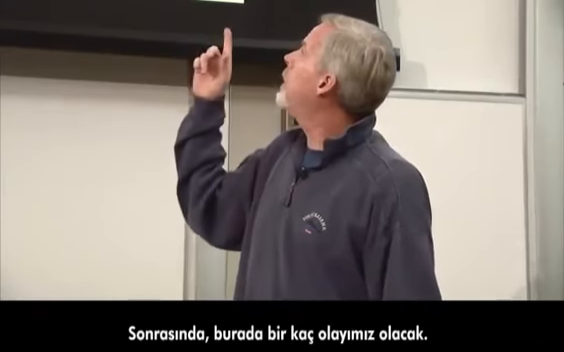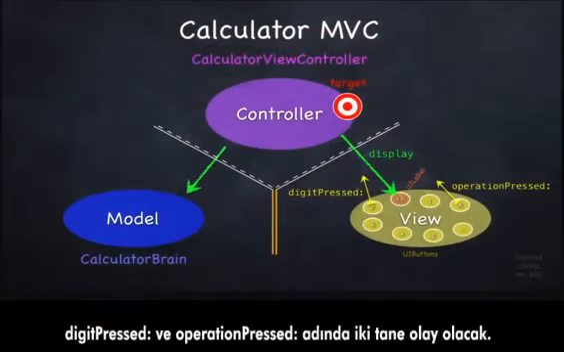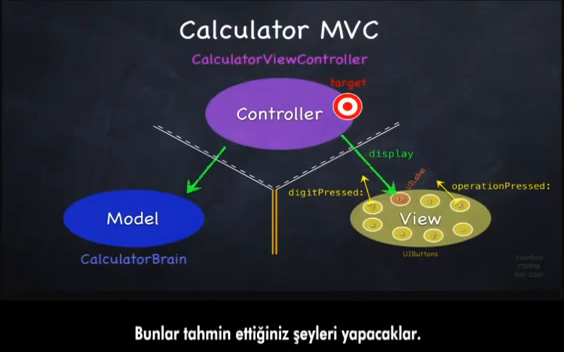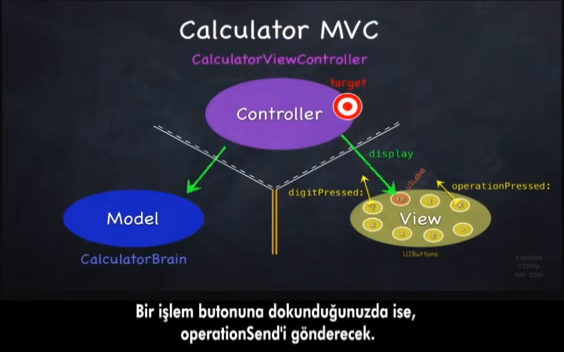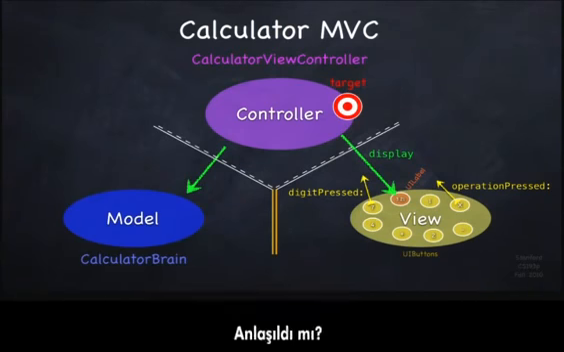And then we're going to have a couple of actions. We're going to have one action, digitPressed:, and another one, operationPressed:. And they're going to do what you would think. When you tap or touch on a digit button, it's going to send digitPressed: to the target, which is going to be our controller. And when you tap on an operation, it's going to send operationPressed:. So that's what we're going to do today.